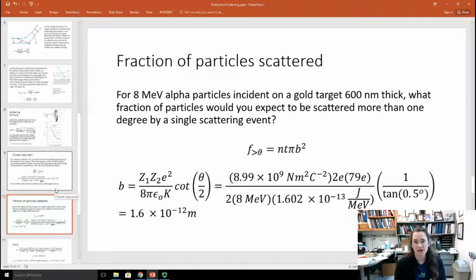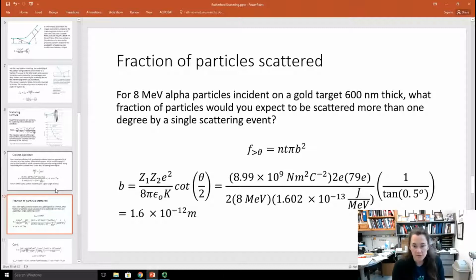For an 8 MeV alpha particle incident on a gold target that's 600 nanometers thick, what fraction of the particles would you expect to be scattered more than 1 degree by a single scattering event? So if I plug in for all those things, ntπb², I've got to first calculate b. And so this is going to look really similar to my previous calculation for the distance of closest approach, except instead of dividing by just 8 MeV, I've got to take half of that.